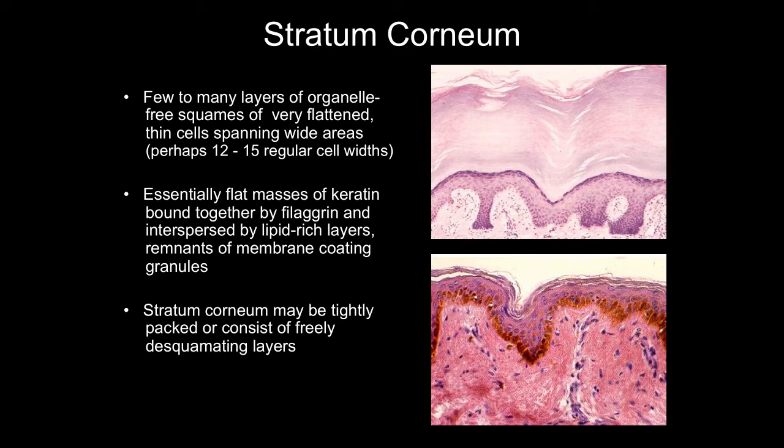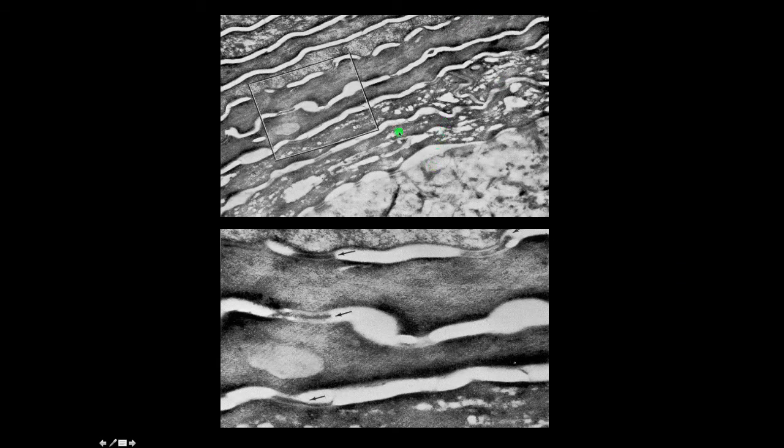They're essentially flat masses of keratin that are bound together by filaggrin and interspersed by lipid-rich layers that would contain remnants of membrane coating granules. The stratum corneum may be tightly packed, as shown on the top image, or it may consist of freely desquamating layers. Here you can see some of the desquamating layers on the bottom thinner image, but also the desquamating layers on the top image on the thicker portions of the stratum corneum. Here's just an electron micrograph. These are layers of the dead squames. There's intracellular space, and here are some of these proteinaceous bundles that hold these squames together.